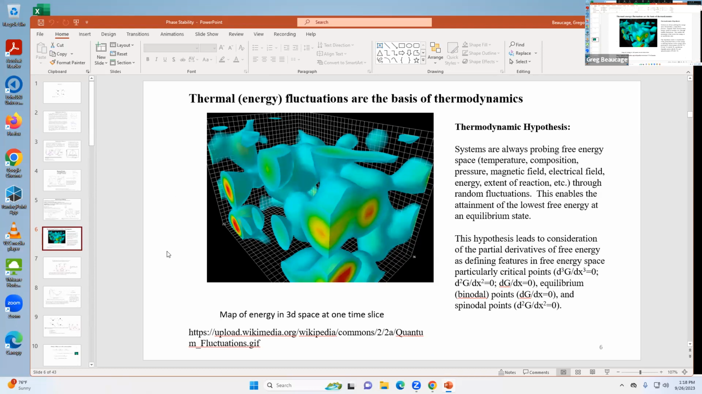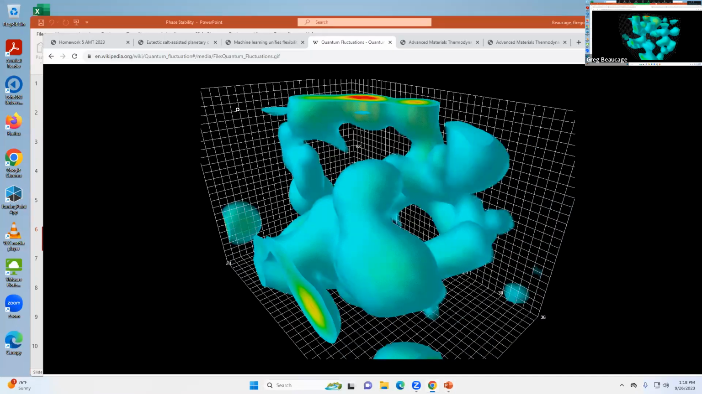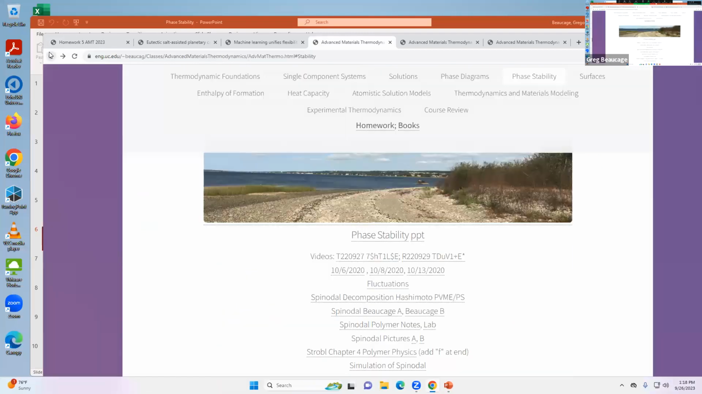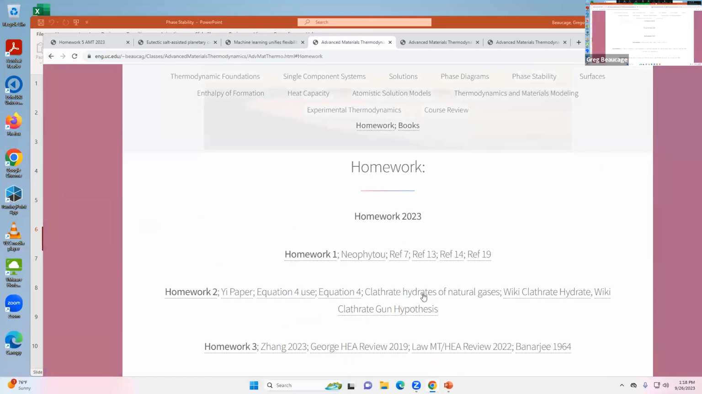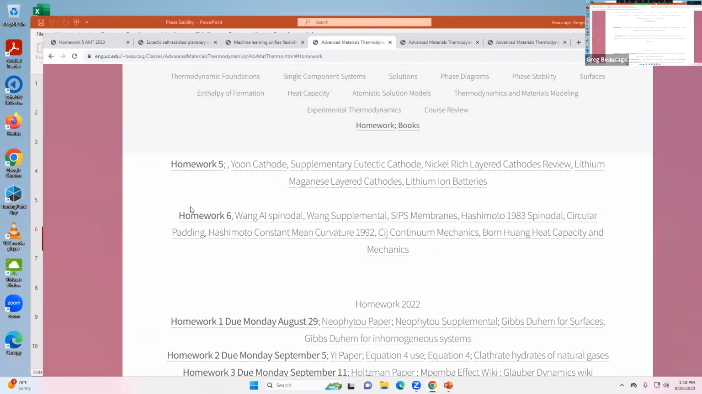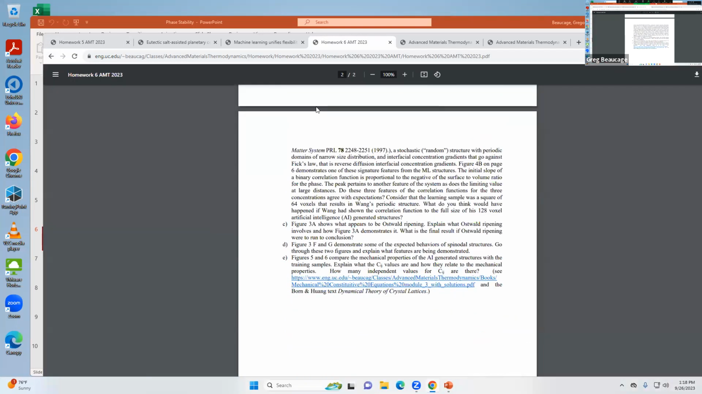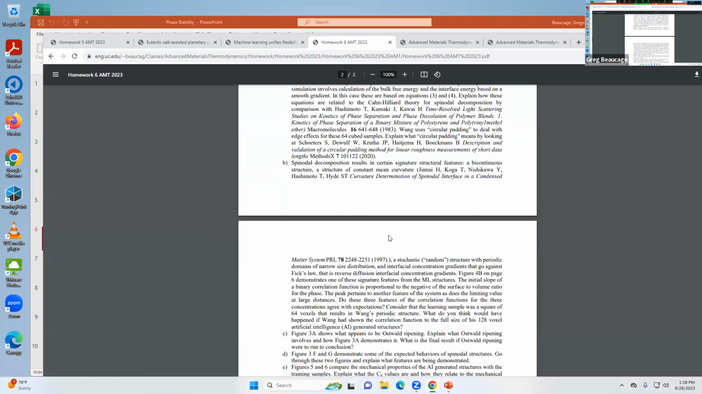There's a couple other things about spinodal. Actually, they're listed on the homework, so let me just look at that for a second. I listed all of them somewhere here yesterday, homework 6. They're all listed here somewhere. Stochastic, so it has to be kind of random looking. And it has to have periodic domains of narrow spacing.